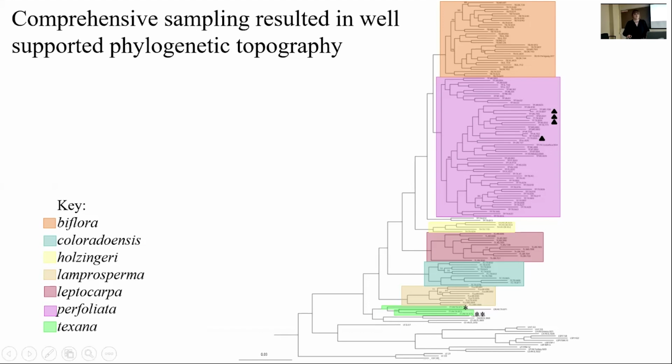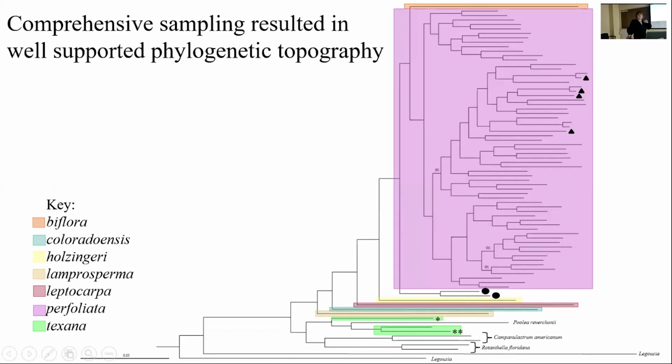So just broadly here, first we can see most species of Triodanis form monophyletic clades that are well supported, which is really awesome for me. But I wanted to kind of collapse those monophyletic groups so we can zoom in and get a better look at what's going on here.